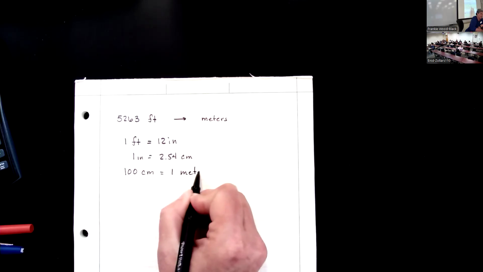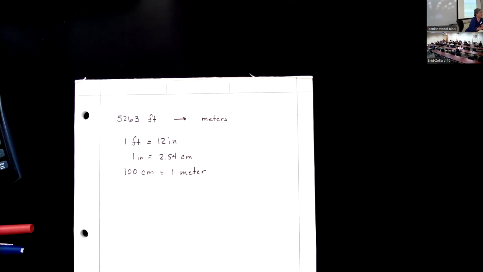Now, some of you will remember that 5280 feet is a mile. Some of you can convert between miles and meters. It's just up to you. You can look up conversion tables. You've got conversion tables in your textbook. We've got a whole bunch of conversion tables, but we're going to use these three.